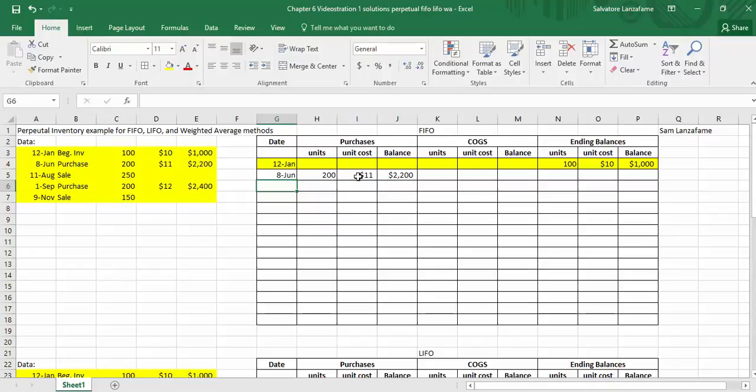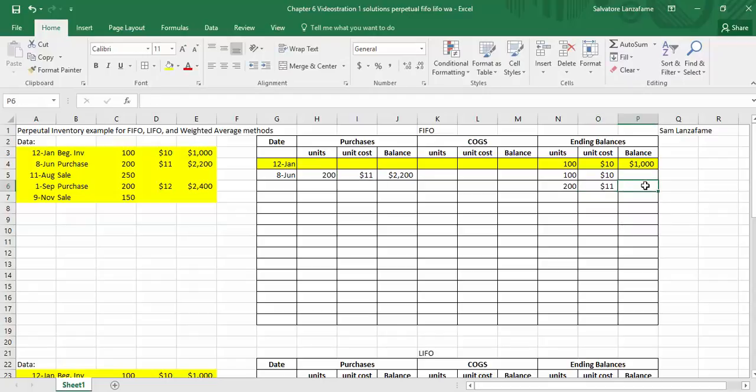Here's where it becomes extremely important. You have to record your ending balances in chronological order. So you have to show them in the way they arrived. So we had 100 at $10, and we need to repeat that information. I'm just copying what I had before. And now I have just acquired 200 more, and these units that I just bought cost me 11.